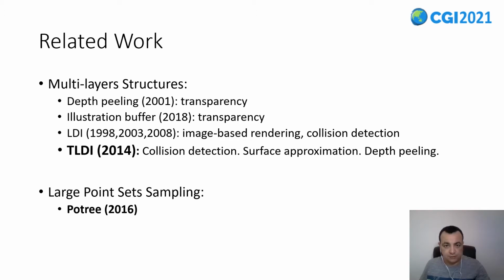Also related is sampling large point sets for rendering, which is done using hierarchical level-of-detail structures, which are usually multi-resolution trees. Potree is one of these structures, and we used it in our framework for subsampling and rendering the scenes of point clouds.